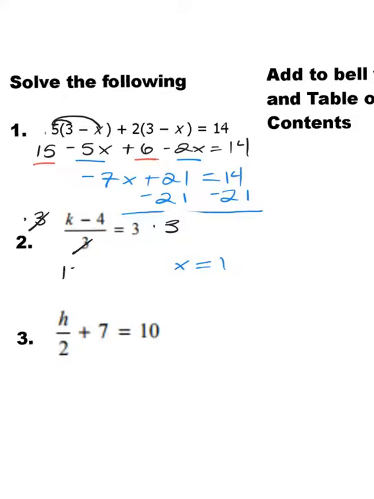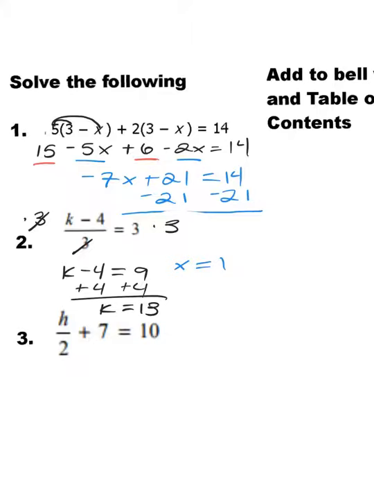So now I have a k minus 4 equals 9. Then what do? Add 4. So I'm going to add 4, and I get k equals 13. Do you understand that? All right.